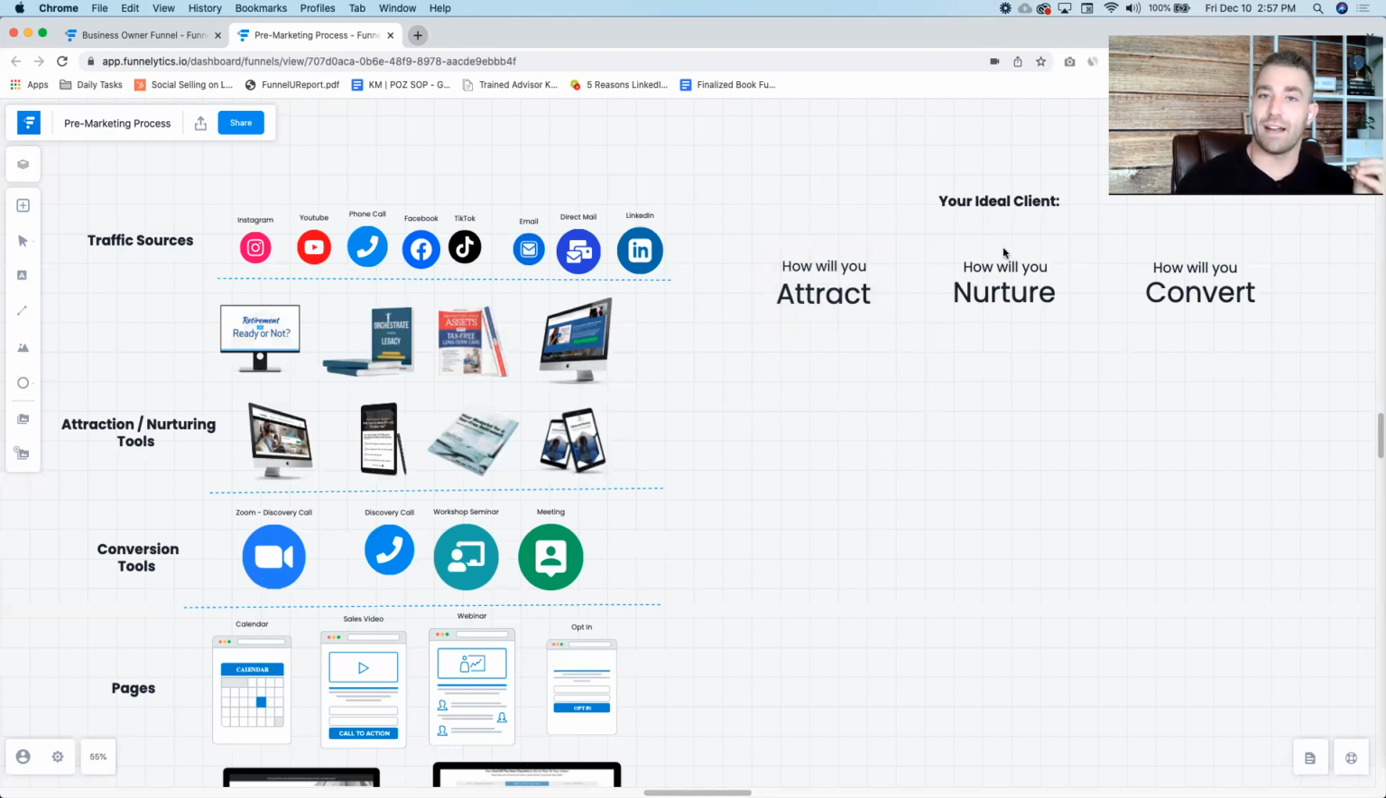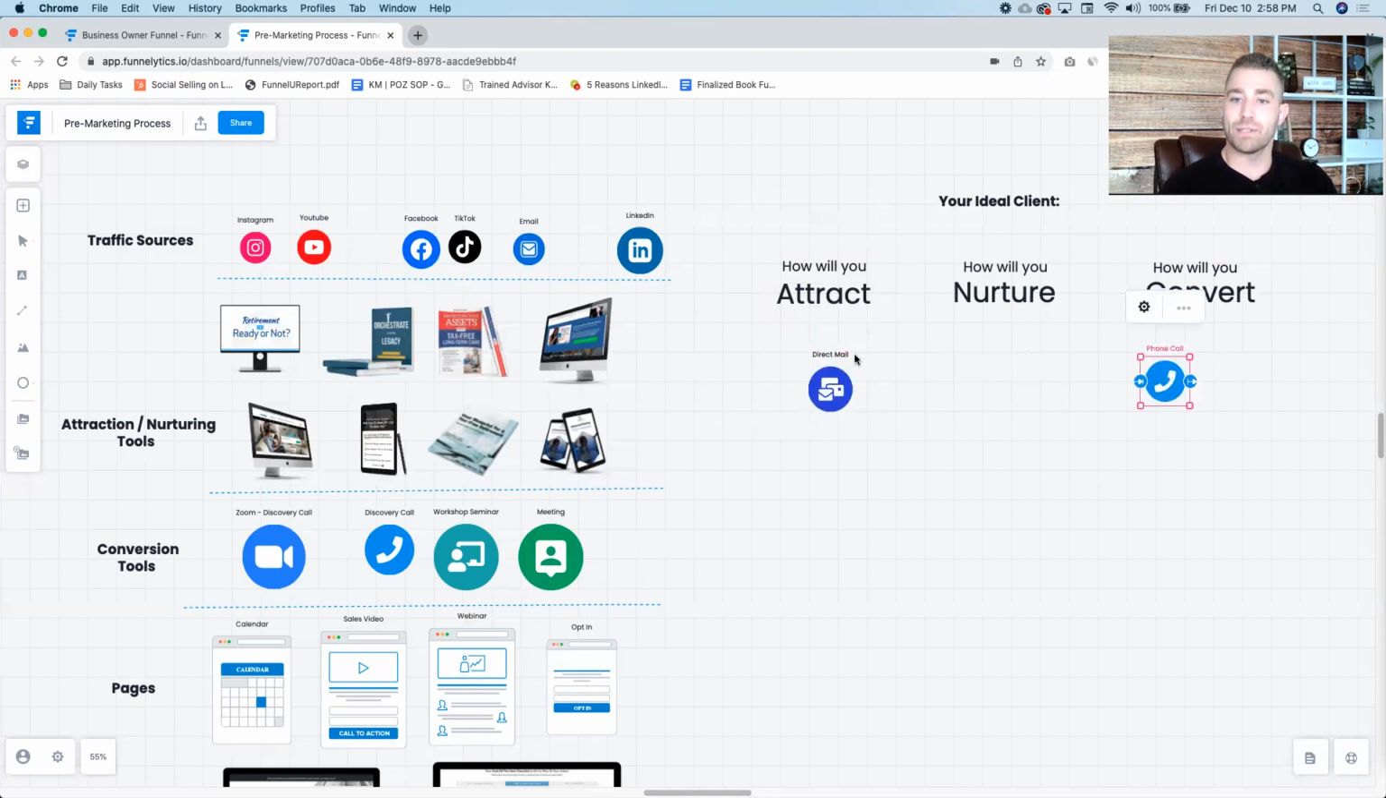Now, once you have that ideal client down, the next steps are thinking, okay, how will you attract them? How will you nurture them? And how will you convert them, all right? So what I see a lot of the times where advisors and agents will get this wrong is they will send out something like a direct mail piece. And they send out the direct mail piece with the hope that somebody will see it and they will call them. Now, first off, I want you to understand that hope is a terrible marketing strategy, all right?